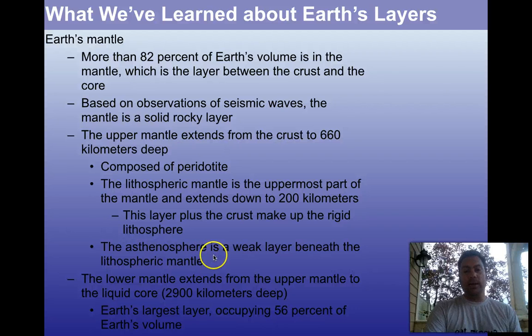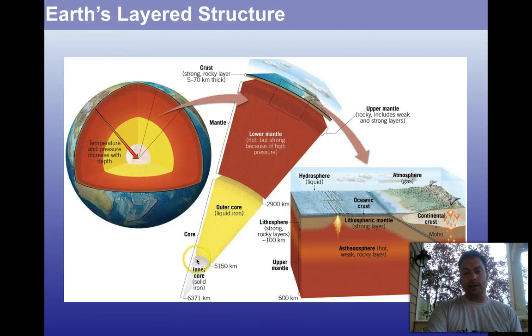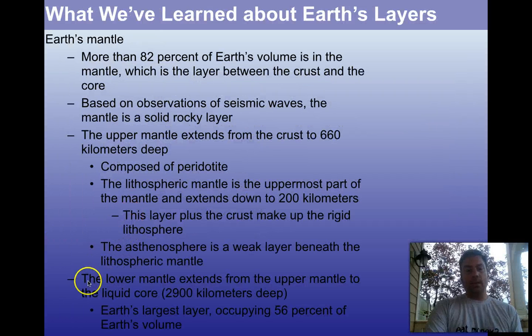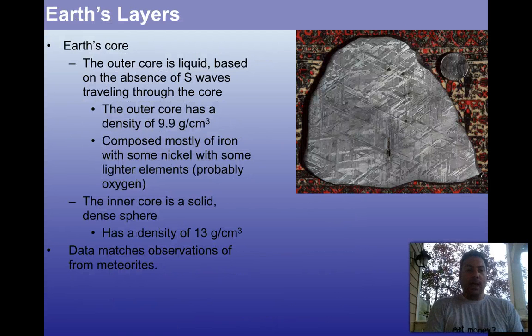If you really want to understand this stuff, go back to this slide here, pause it, and take a quick look. This is basically a description of what we're seeing down here to the lower right. The lower mantle extends from the upper mantle to the liquid core, and this is Earth's largest layer, about 56% of the Earth's volume, and we know probably the least about that layer. So we have some ideas of what things might be made out of.